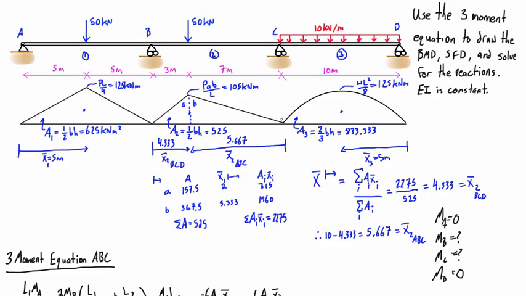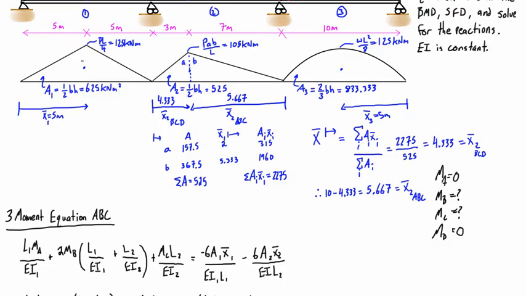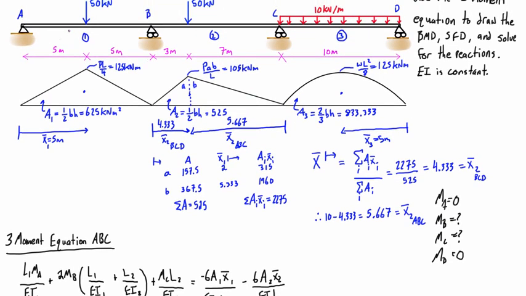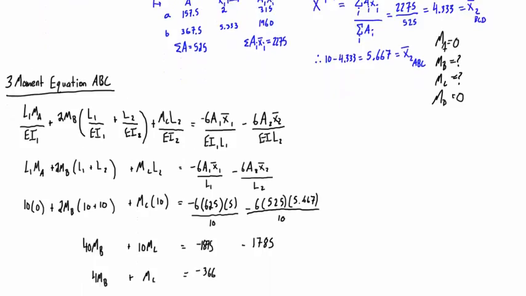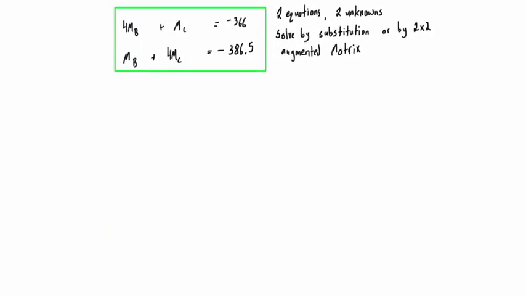So first we drew the simply supported bending moment diagrams that would be supporting those given loads. From there we found the areas of these and the distances of their centroids from the outsides when we're applying the three-moment equation. And then we applied the three-moment equation twice, across span A, B, C, and the second time across B, C, D. That basically led us to here, where we have two equations and two unknowns. So I'm just going to solve this using a 2x2 augmented matrix.